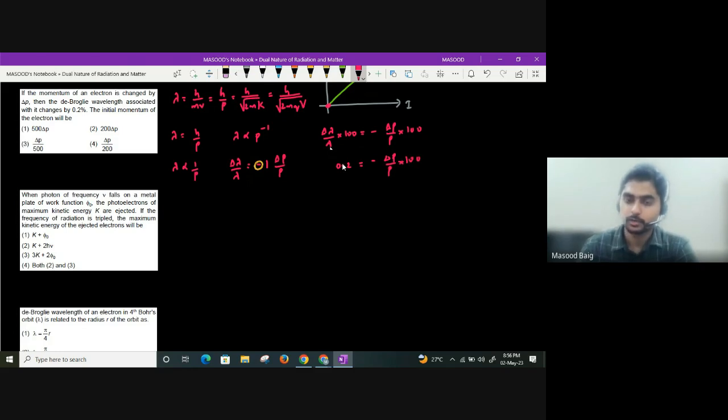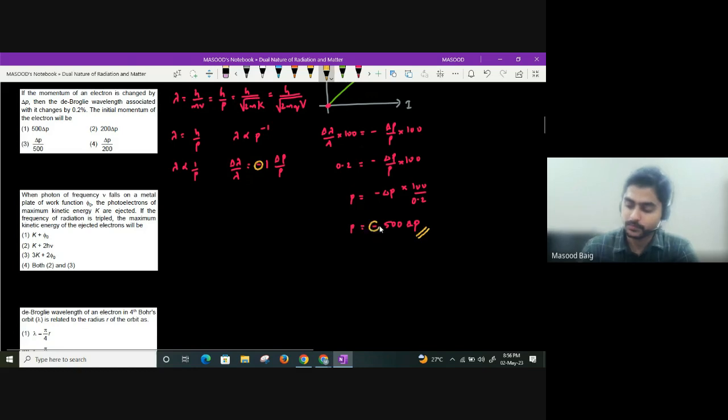0.2 can be written as what? I can write it as 1 by 5, you'll get it as 1 by 5. So I can take initial momentum will be minus delta p into 100 divided by 0.2. So what is our initial momentum? Minus 500 delta p will be our initial momentum. What is the minus sign indicating? Inverse proportionality, guys. Whenever momentum is changing, they have said the change in the de Broglie wavelength is 0.2%. So what is the initial momentum they're asking?